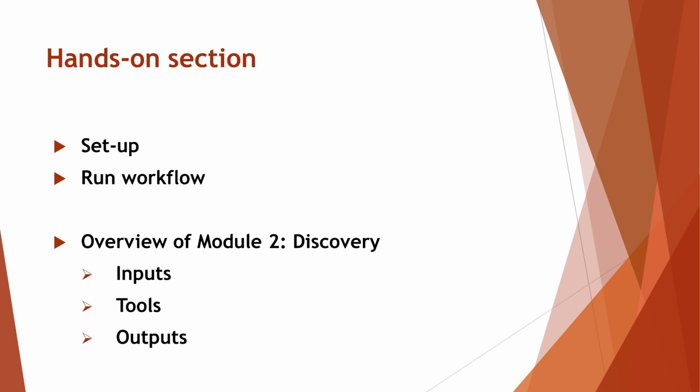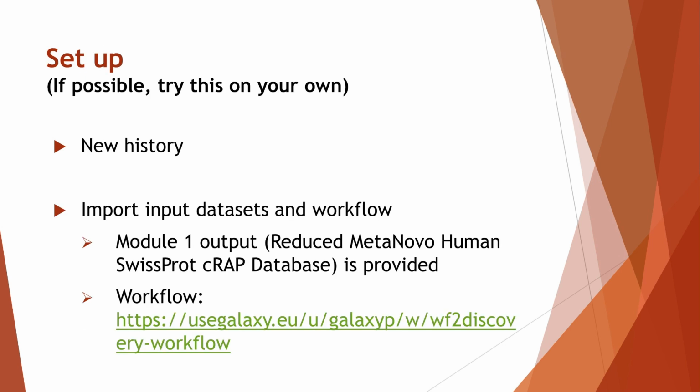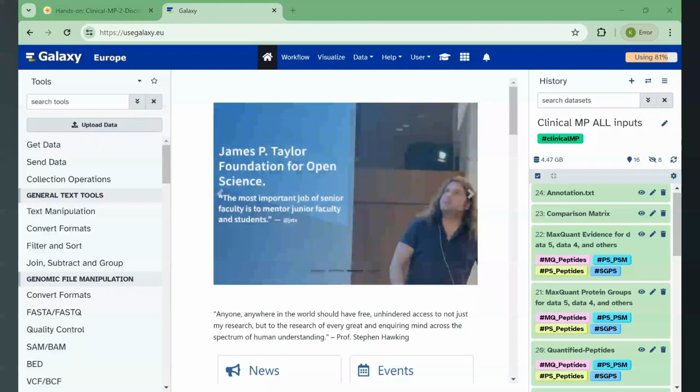Like in the first module, we will create a new history and import the datasets and workflow. I will quickly show these steps as they are the same as what we did in Module 1, but I do encourage pausing this video and try setting up the history with the inputs and the workflow on your own. The GTN website also has an FAQ section if you have further questions. So let's switch to the Galaxy EU website to set up.